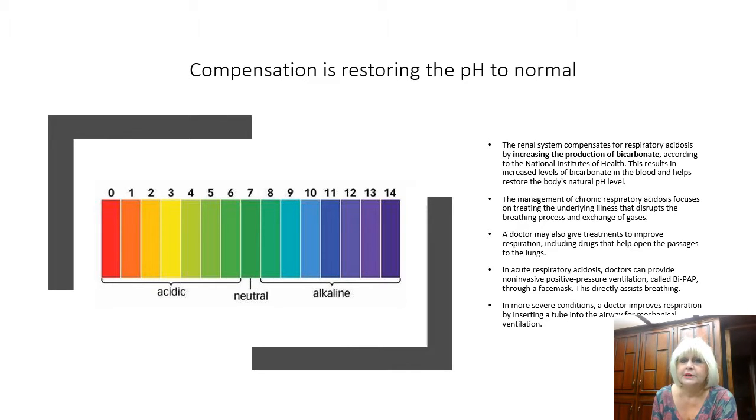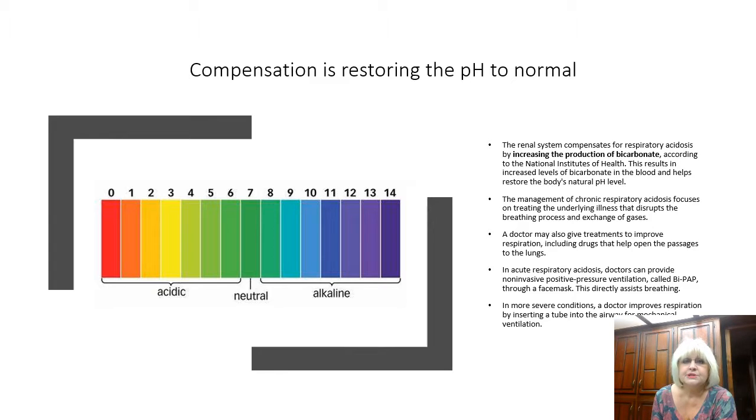For example, illnesses that might disrupt breathing and the exchange of gases in the lungs. Sometimes physicians do treatments to improve the breathing. This often includes drugs that help open the passages so that the patient can breathe better. In acute respiratory acidosis, something called a BiPAP is prescribed to help with breathing. This is a non-invasive positive ventilation, done with a mask. In more severe cases, a tube is inserted into the airways for mechanical ventilation.